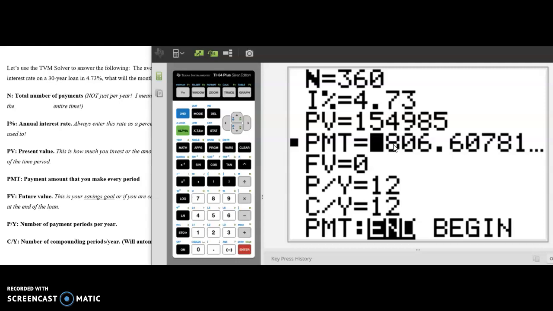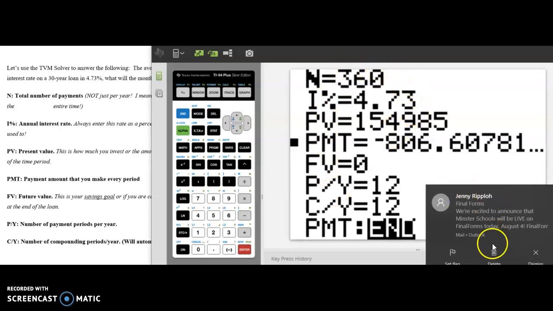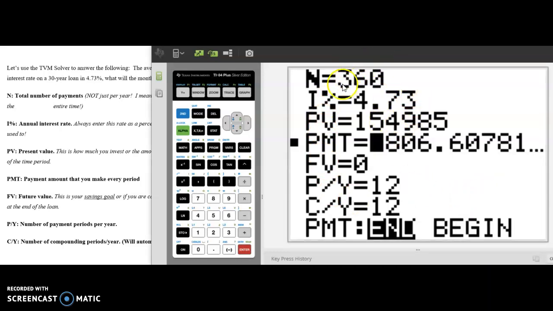Okay, so again, the mindset of this app is that you're going to be filling in all these variables here. One of them you're not going to know, and you're going to ask for that to be solved by doing alpha solve. Once you get that value, you should be able to answer your problem.